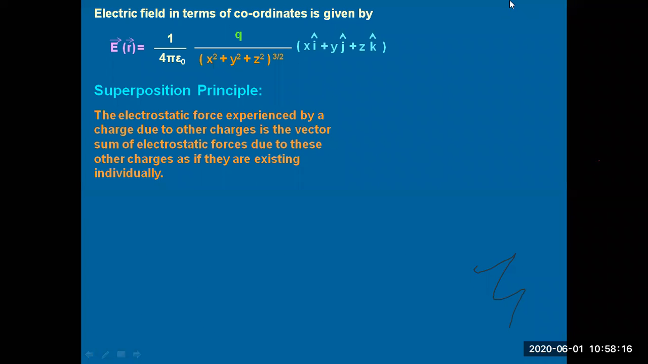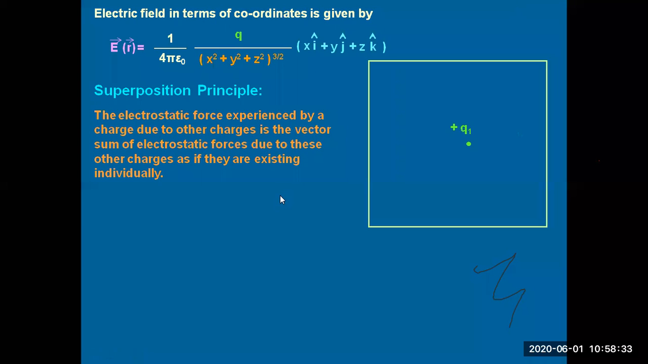Electrostatic force on a single charge due to other charges will be the vector sum. I'm adding the electrostatic forces due to the other charges as if they were existing individually. That is, you have to take the sum of all the individual charges. This is what I told you. You have Q1, Q3, Q4, Q5, and you draw lines for that. Observe the diagram. Wherever you have positive charge, direction will be outwards. If you have negative charge, we have to consider it as inwards.